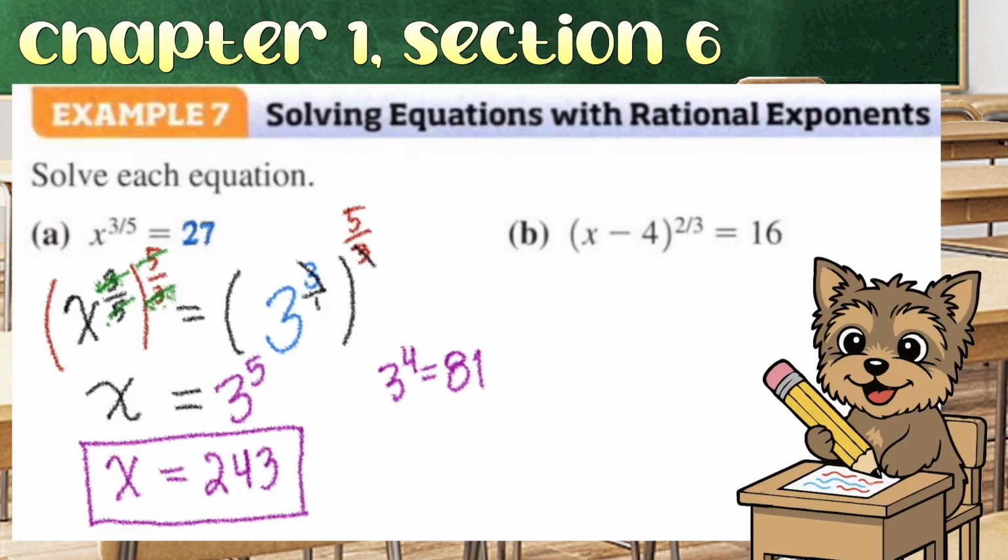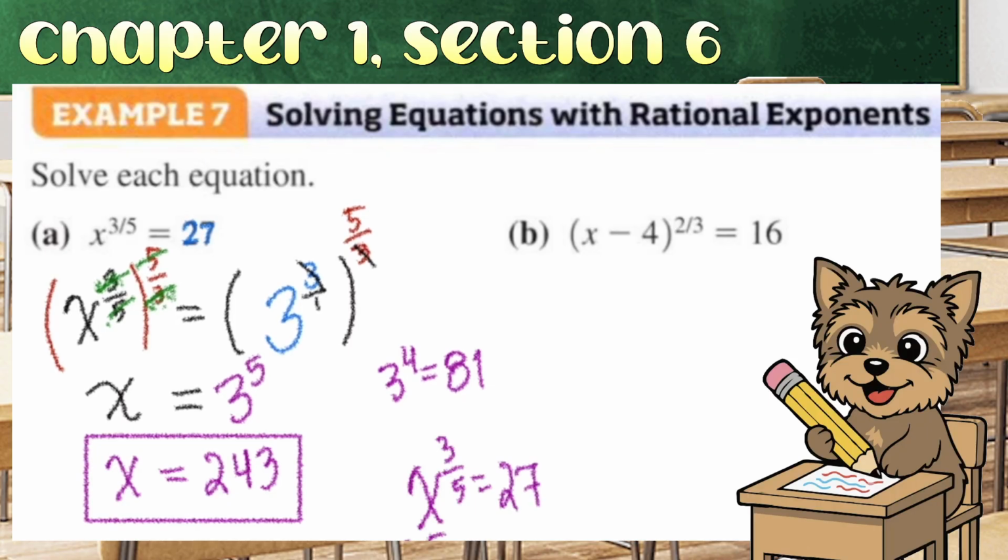Now, if you were trying to test that answer, do I expect you to raise 243 to the 3rd power and then take the 5th root? No, let's not be crazy. If I were testing x to the 3/5 back in and seeing if it's 27, well, 243 is 3 to the 5th, and you're raising it to the 3/5. Those cross out. I'm left with 3 to the 3rd, and that's 27. We're good. Great. Okay, so that is the end of this example.